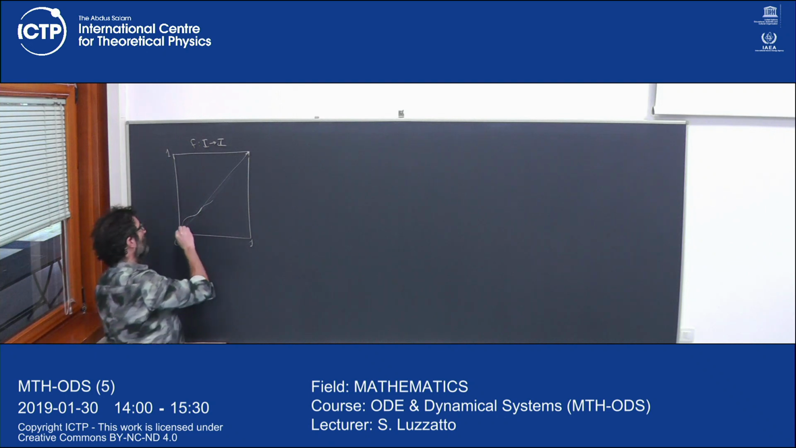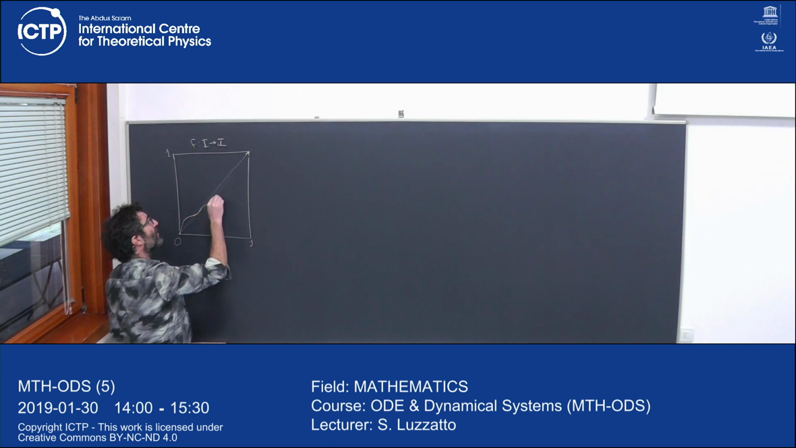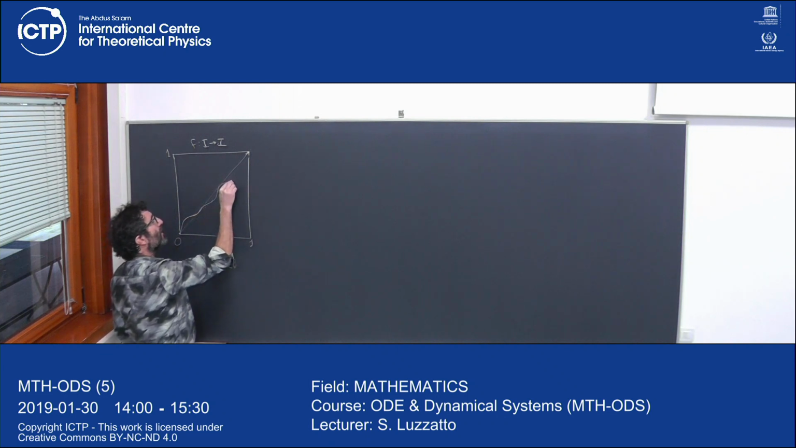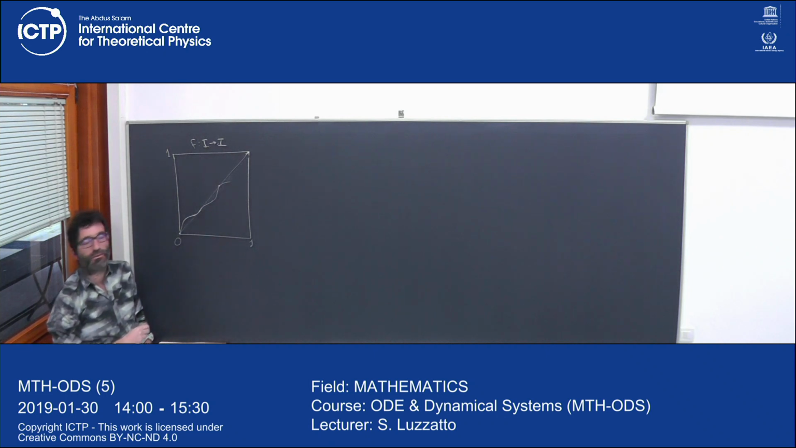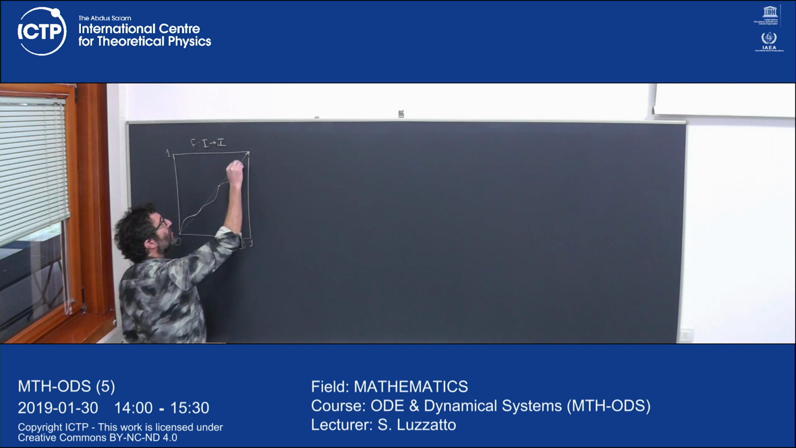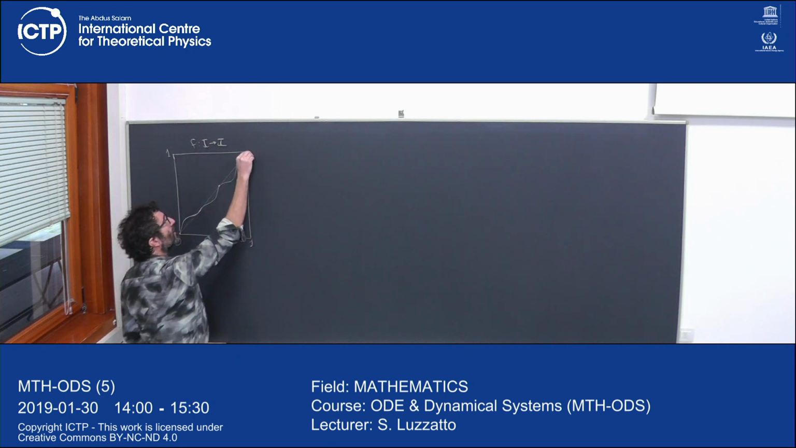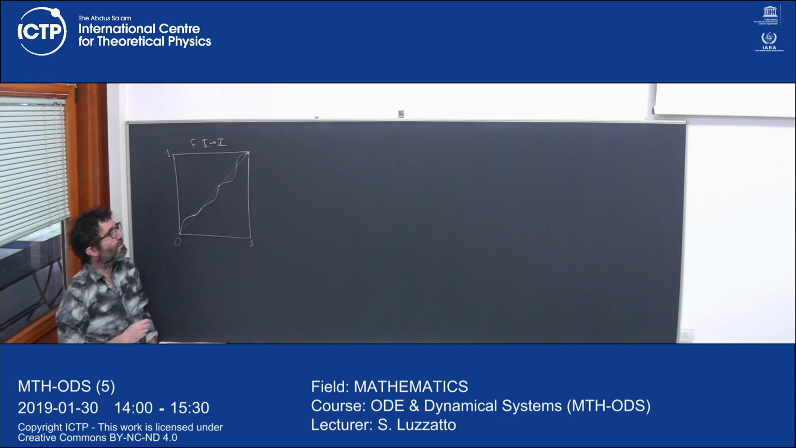Then we can also have something like this. We can also have a fixed point that is tangent to the diagonal. Like this, that is a fixed point. The graph can be tangent to the diagonal. And then we can have fixed points where the graph is transversal to the diagonal, like this. So there are various possibilities.